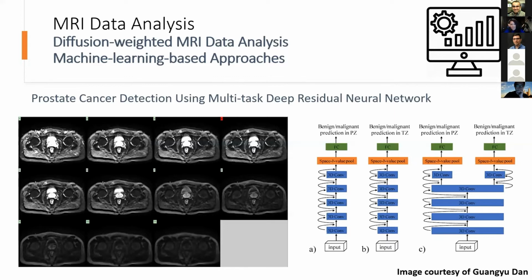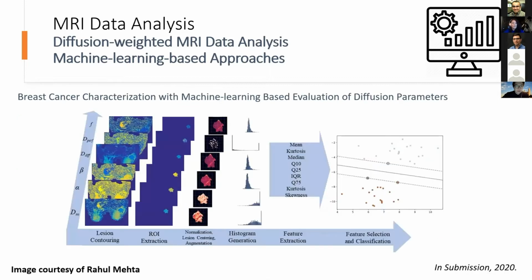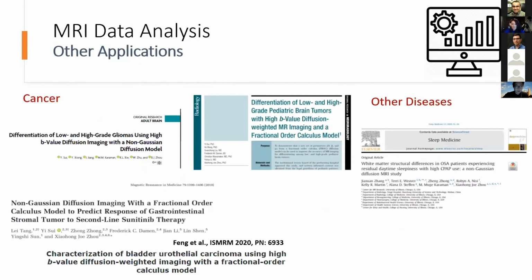Besides these classical techniques, we are working on machine learning-based analysis of diffusion MRI data. In this technique, for example, we developed a multitask deep residual neural network for prostate cancer detection. This technique enables the analysis of the MRI data without relying on mathematical models and their assumptions, but instead learning from the decay pattern of the diffusion signal. We have also recently developed a machine learning-based technique to analyze the model-based diffusion parameters for breast cancer characterization and tumor response prediction. We also have some earlier studies based on these techniques in cancer and other types of diseases.